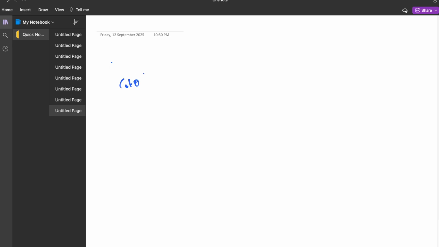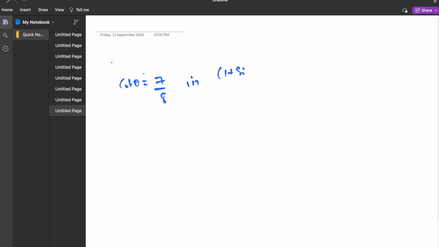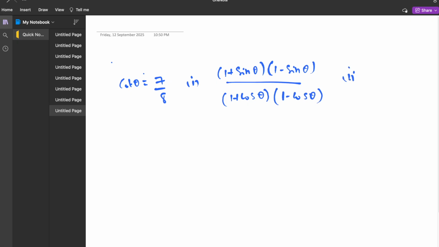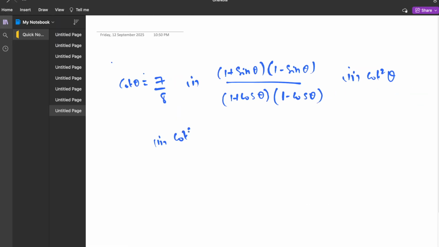So given cot theta is equal to 7 by 8, the first expression that we need to solve is (1 plus sine theta)(1 minus sine theta) divided by (1 plus cos theta)(1 minus cos theta). The second is cot square theta. The easiest one is the second, cot square theta, which is nothing but 7 by 8 whole square. That is 7 square, 7 into 7, 49, by 8 into 8, 64.